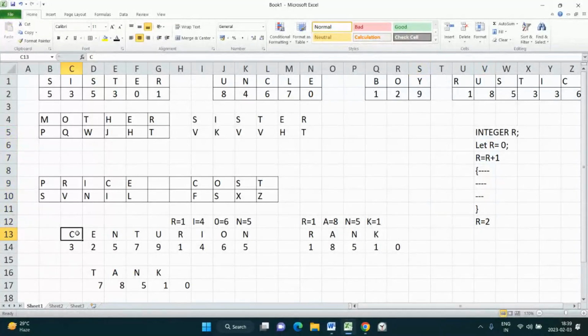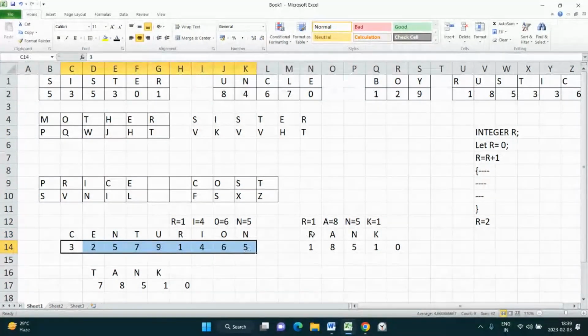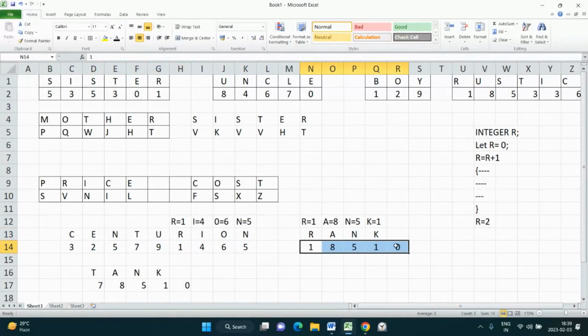The centurion is coded as 325791465, and the rank is coded as 18510. 0 is a null digit which is added to confuse. If you want to hack this particular one, you will get confused with the 0 always. So they want to confuse the user or hacker by giving a wrong set of digits.